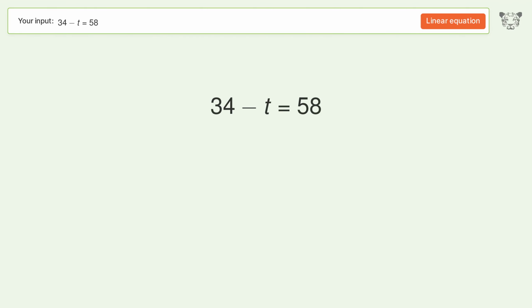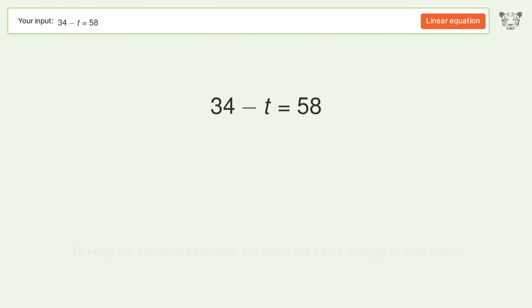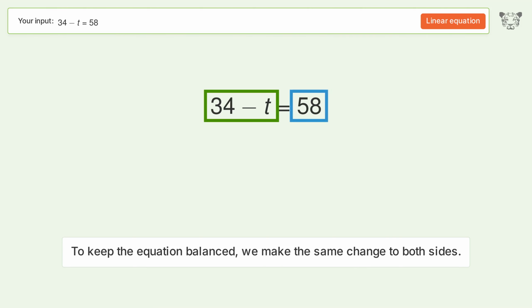Here is the linear equation we are asked to solve. 34 minus t equals 58. Solving means isolating t on one side, with a number on the other. Let's do this step by step. To keep the equation balanced, we make the same change to both sides.